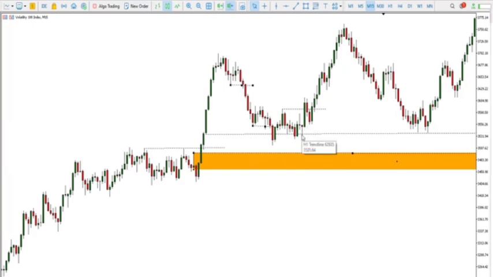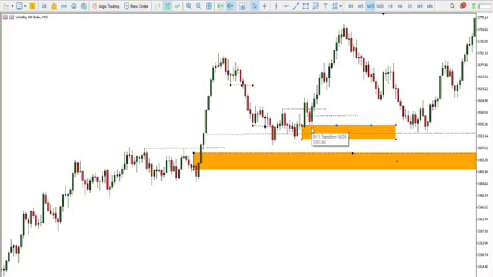Remember, institutional reference point: fair value gap, order blocks, or a liquidity void. Look at this. This is a fair value gap at this point. After that change of character, we have price coming back to this fair value gap. Look at this. This is the fair value gap. And this is an order block. When we see this, this area is where we take our trade.